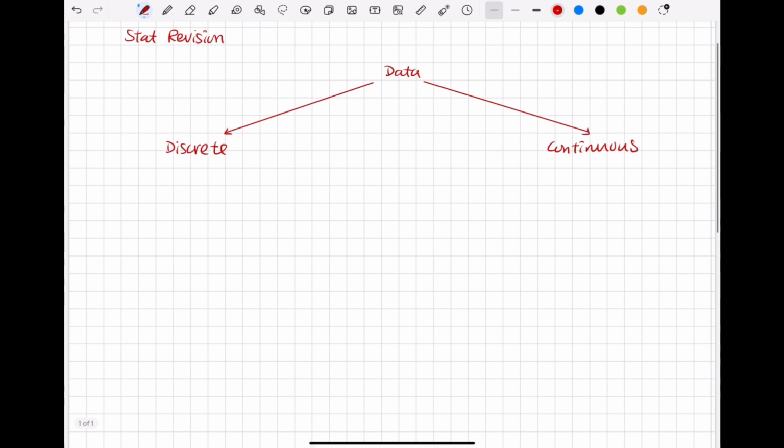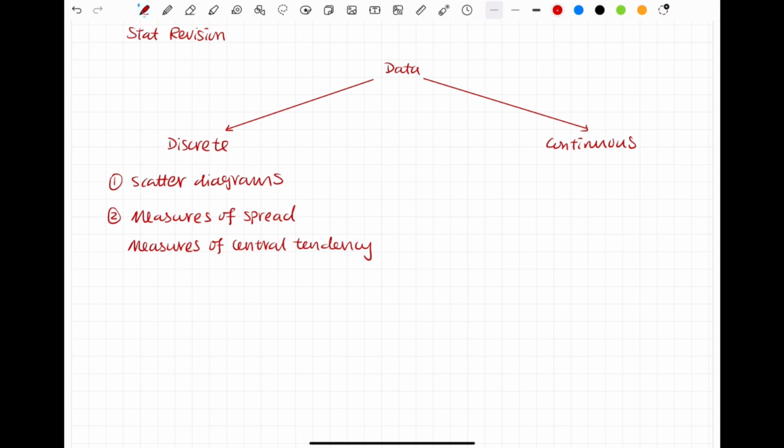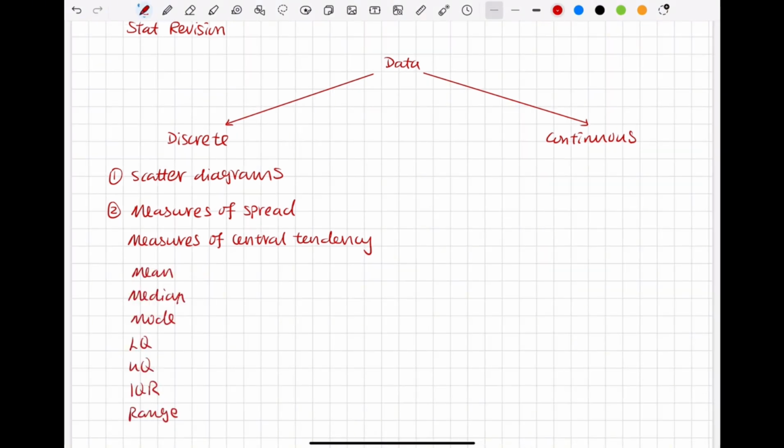We are talking about data. There are two main types of data. One is discrete, the other one is continuous. In discrete data, we are going to talk about scatter diagrams. We will be talking about correlations. We will talk about measure of spread, measure of central tendency, for example, mean, median, mode, lower quartile, upper quartile, interquartile range, and range. For continuous data, we are going to talk about frequency polygon, cumulative frequency.